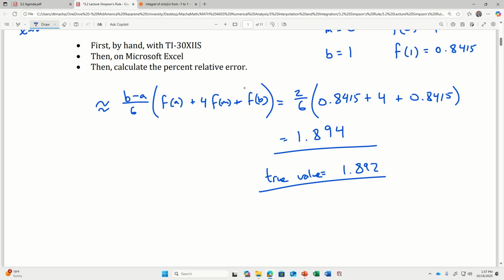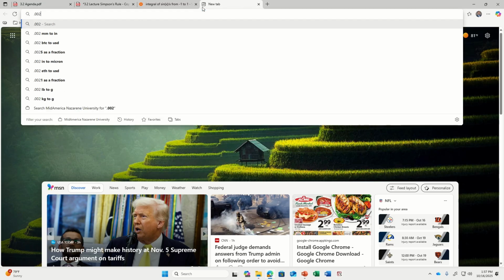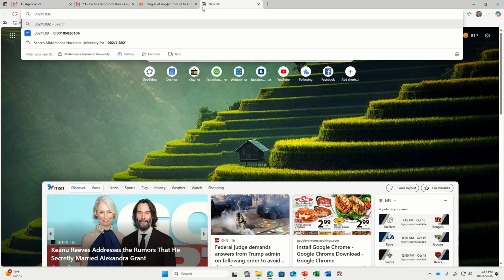So my actual error is going to be the approximation minus the true value. So that's 0.002. And if I want the relative error, I just take the absolute error divided by the true value. And the absolute error divided by the true value would be 0.002 by 1.892.